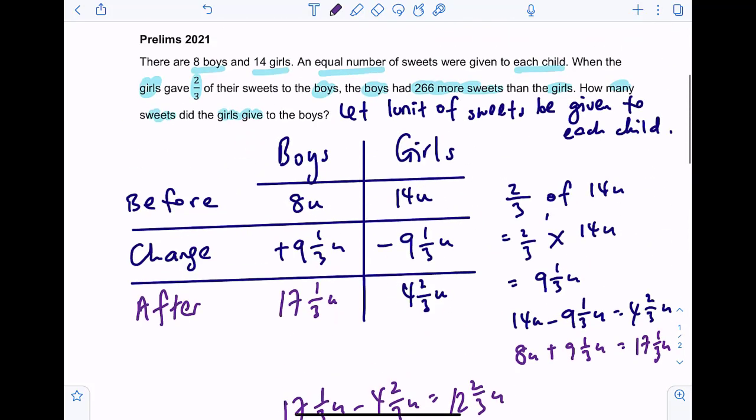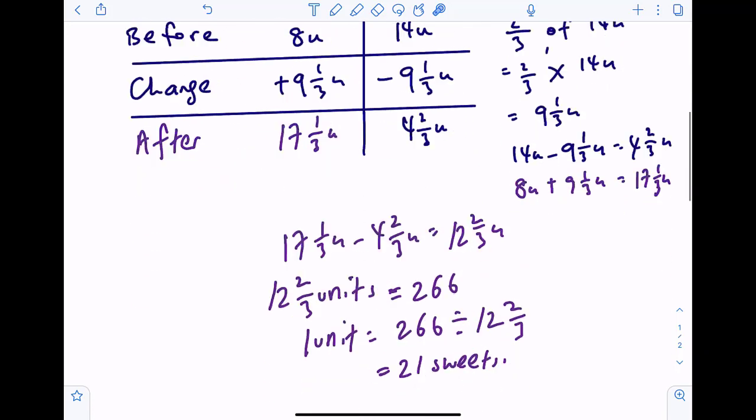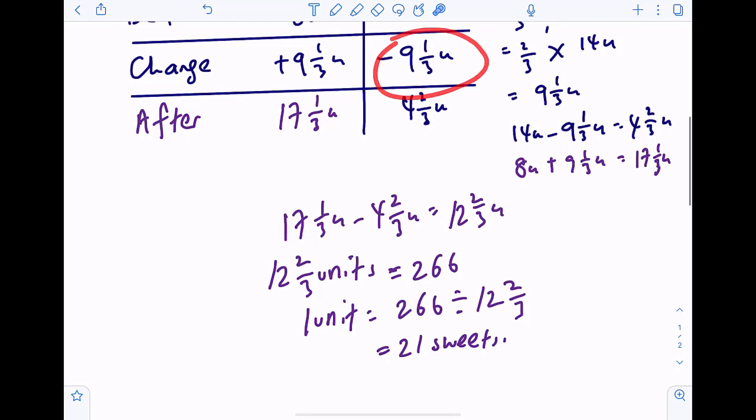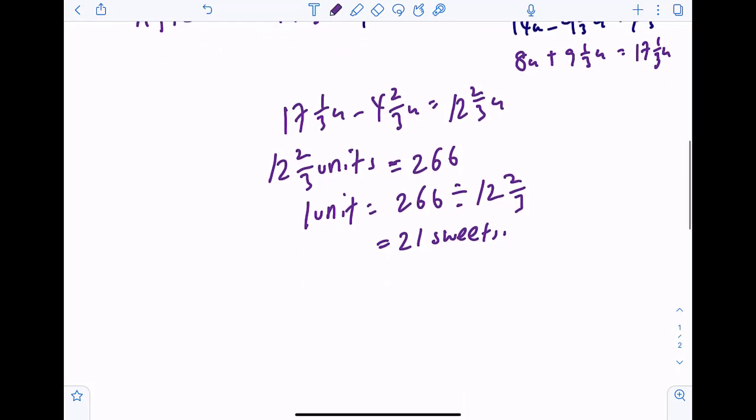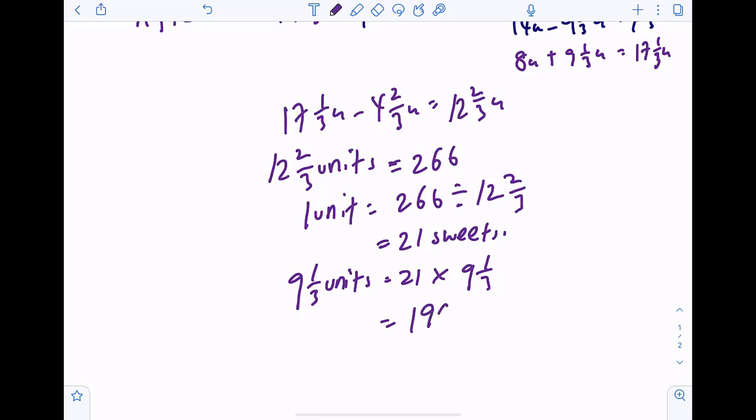Okay, and the question is, how many sweets did the girls give to the boys? The girls gave away 9 whole and 1/3 units of sweets. 9 whole 1/3 units will be 21 multiplied by 9 whole 1/3, which will give us a final answer of 196 sweets that were given to the boys.